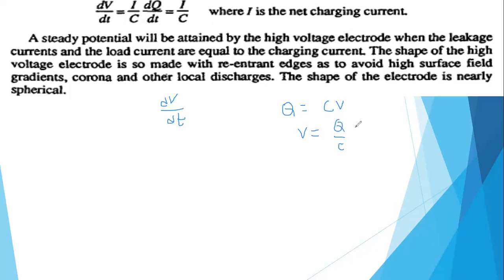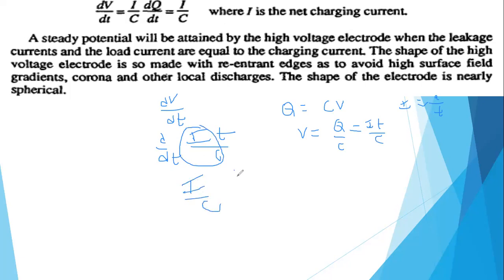Right? So charge Q can be written as I into t, since I is equal to Q by t. So Q is equal to I into t, and V is I t by C. Substitute this: the value I by C is constant, so I by C into dt by dt. Cancelling both, we get dV by dt is equal to I by C. So this is a very, very important formula.